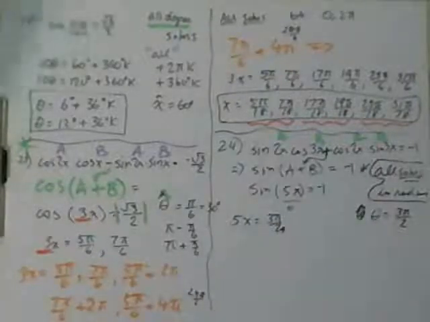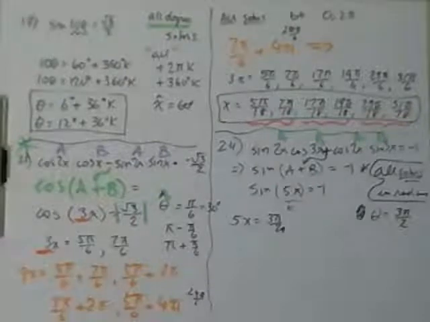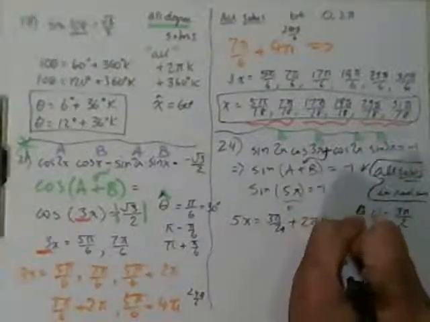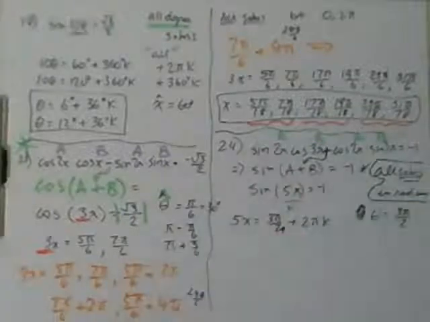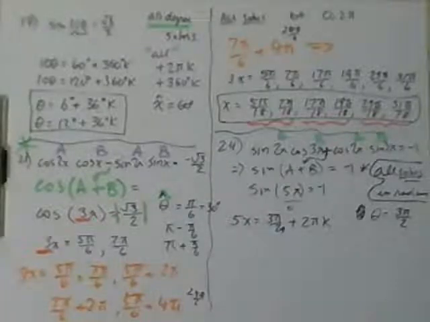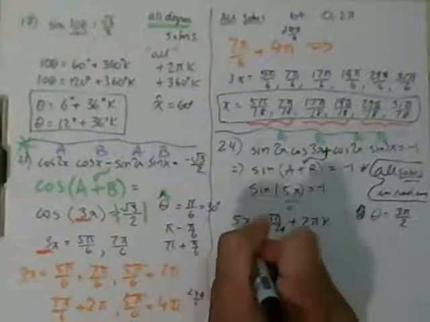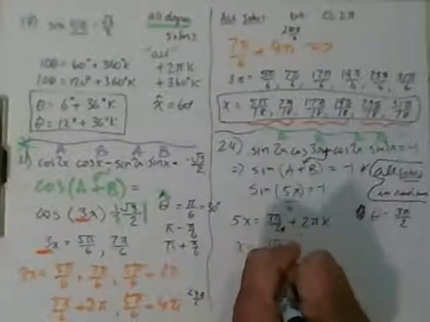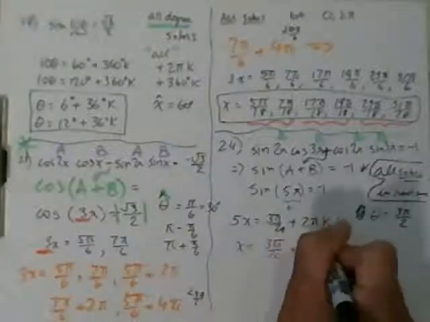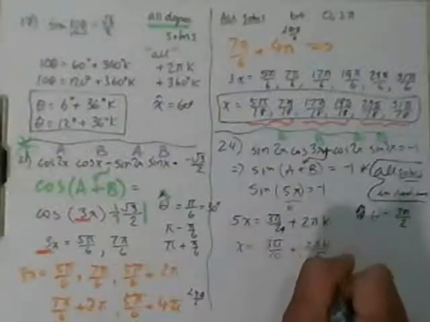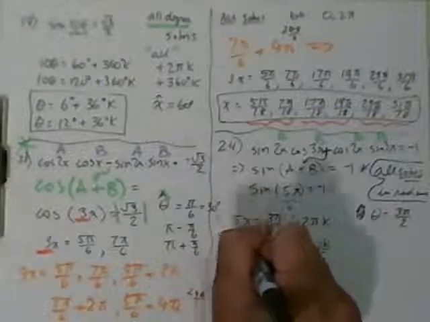Let me see how I did that. 24 is not in the back of the book, so I'm going to have to work it out. All solutions. When I see all solutions, all I have to do is plus 2 pi k. Remember what I told you about adding 2 pi k previously for all solutions. So I divided by 5 to both sides. X is equal to 3 pi over 2 divided by 5 is 3 pi over 10 plus 2 pi k over 5. You cannot reduce that.